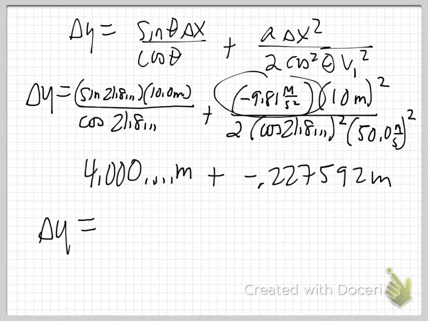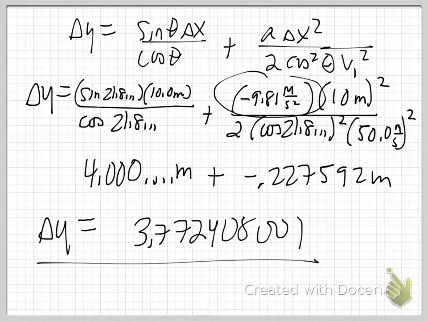Raw answer for delta y? What do you have? Go. You don't have a raw answer. You were just BSing me. Okay. We've got this for a delta y, 3.77 meters.